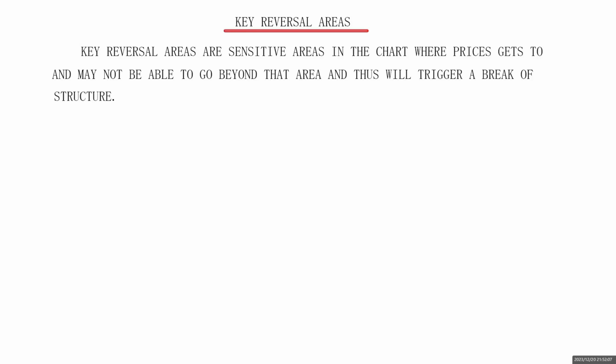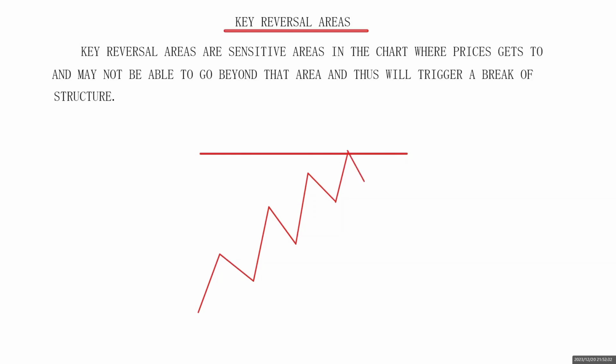particular area. For example, if prices was on a bullish structure, let me go ahead and draw it out, and prices gets to a key reversal area like this, our price was on a bullish structure of higher highs and higher lows like this. We all know clearly that higher highs and higher lows indicates a bullish structure. By the time it hits a key reversal area like this, prices may not be able to go beyond this key reversal area, and it will cause a break of the bullish structure. So these key reversal areas are very important as they are the first elements that let us know when a trend is ending.